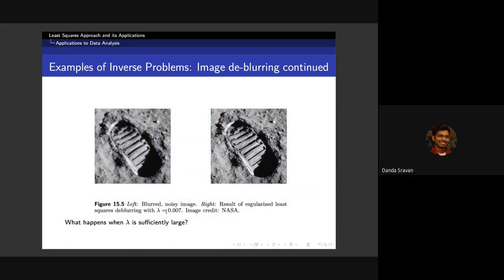For this particular image, lambda equal to this particular value is used. You can see that this is a very small value, yet it gives good sharpness. So tuning this lambda can be tricky in practice. Can you think of what happens if lambda is sufficiently large? What kind of image will you see here?